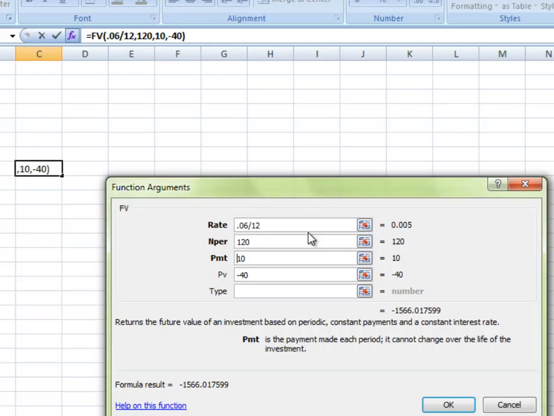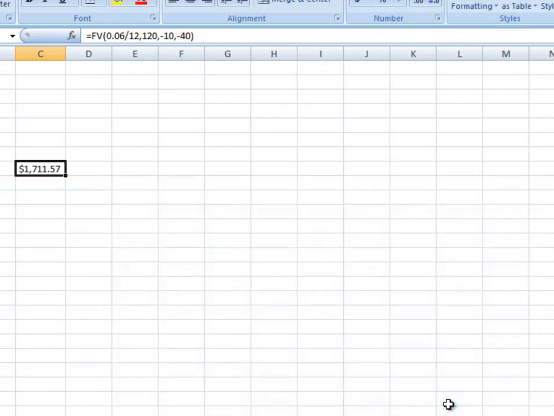Now, this is a negative $10 every month because it's going away from us. And look at what we end up with. That is our end result, $1,711.57. Now that is how you can just use Excel just as a calculator. But you can also use it to see some really neat things.